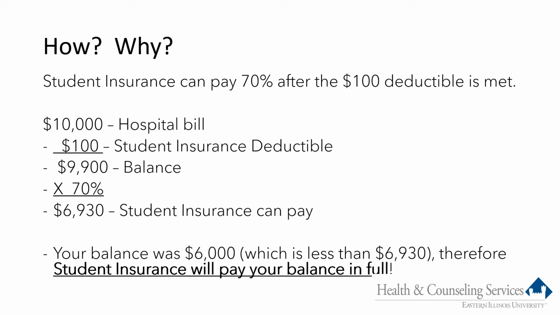Therefore, we pay your bill in full. You paid nothing out of pocket. Your primary insurance and student insurance paid the total balance. If a student did not have primary insurance, this would be the same amount student insurance could pay, $6,930, if the student insurance deductible had not already been met.